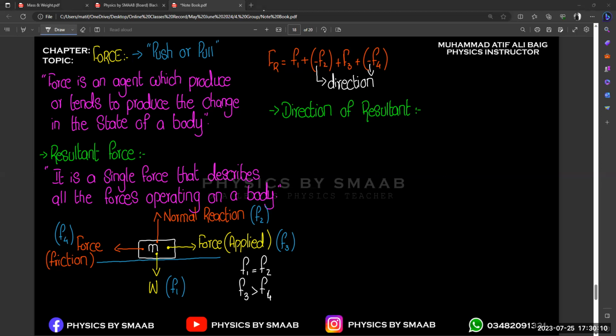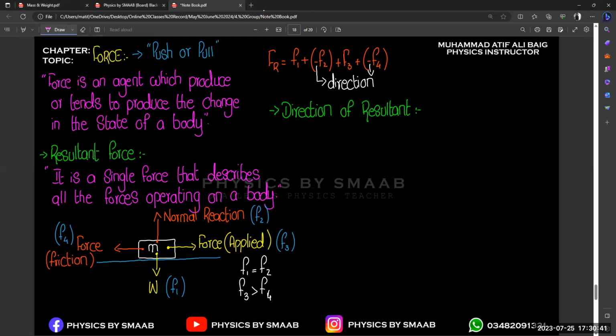If you consider forces and F2 is acting in the upward direction, and the magnitude of that force is greater, that will be the direction of the resultant force, right? But in this situation, F3 is greater than F4, so the body will move in the forward direction, in the direction of F3, to the right. So we can easily find the direction with the magnitude.